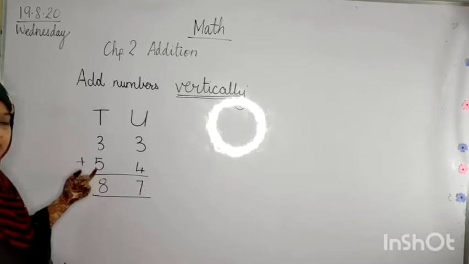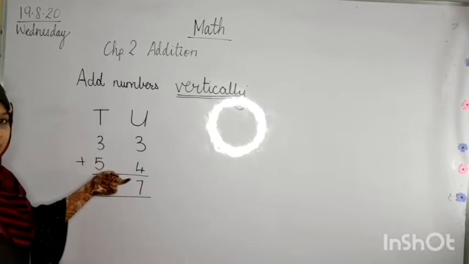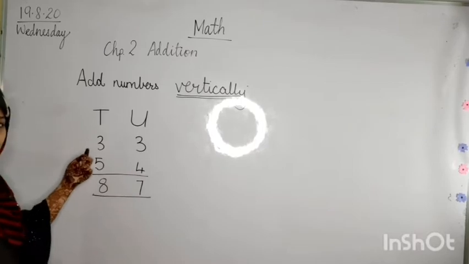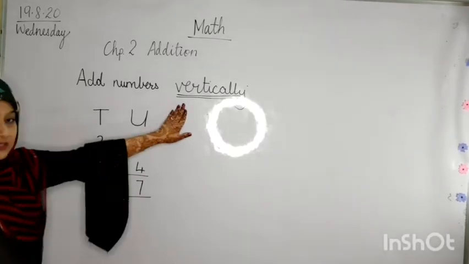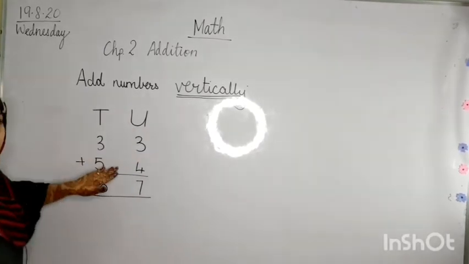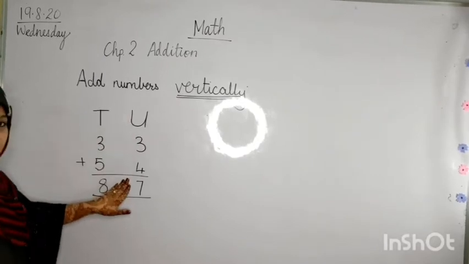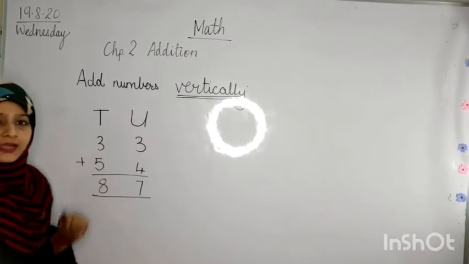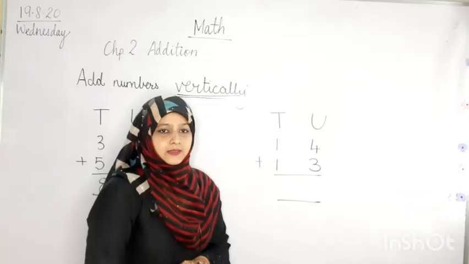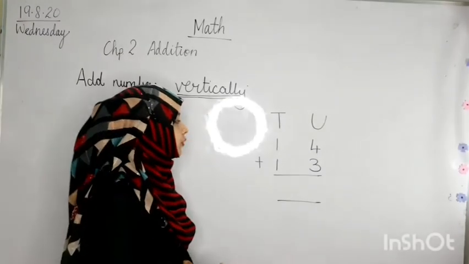That's how we did it. We added the units place first, then we came to the tens place. Yes, when we are adding vertically, we do it in this manner. Like we add first the units place, then we come to the tens place. Let's take one more example of it.